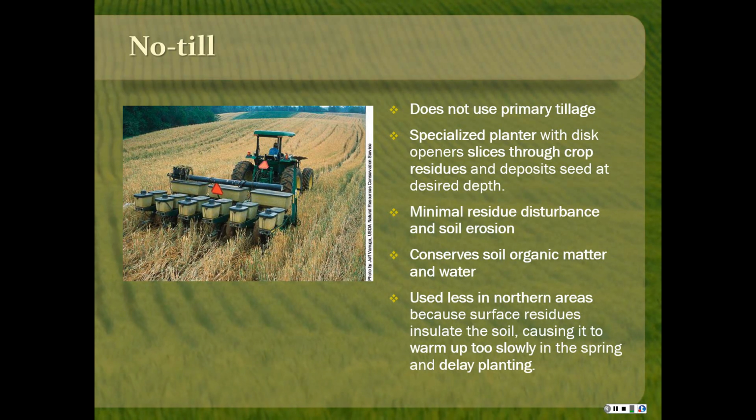And it's somewhat problematic in northern areas, depending on if it's a wet year, like a wet winter or wet spring, because the surface residues will insulate the soil and it warms up too slowly in the spring and can delay planting, in an area that has a short growing season anyway. So some people have resisted using it just for that reason. And there's some controversy among soil scientists and crop scientists over what the benefits and risks of using it are.